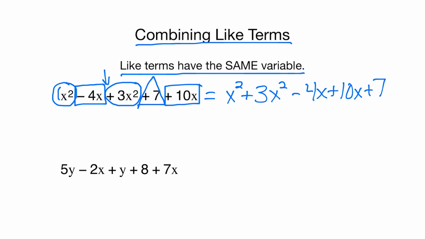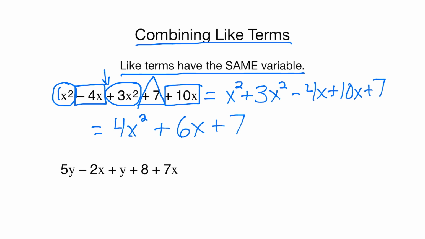Okay, now I can combine my like terms. So this equals 1x squared plus 3x squared, which is 4x squared. We can combine them now. And then negative 4x plus 10x is positive 6x. And then that positive 7, we keep it by itself. We can't combine it with anything. So our original expression, when we combine the like terms, simplifies to 4x squared plus 6x plus 7.